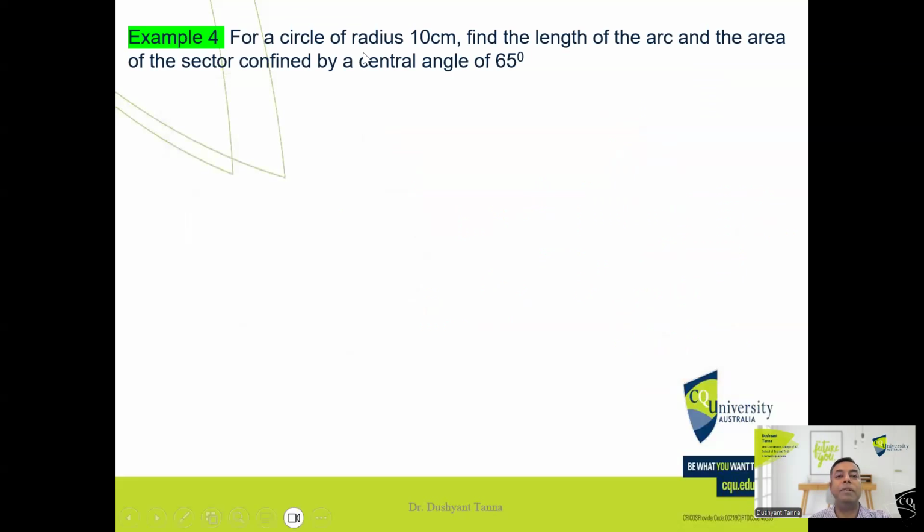An example: for a circle of radius 10, find the length of the arc and the area of the sector confined by a central angle of 65. Now, please remember, this is to confirm.